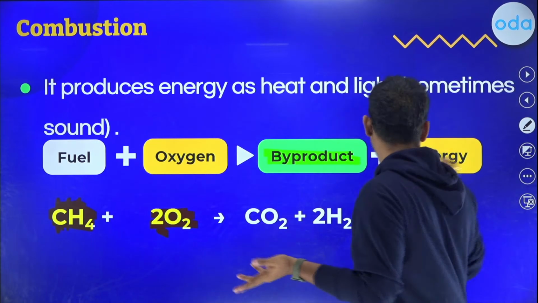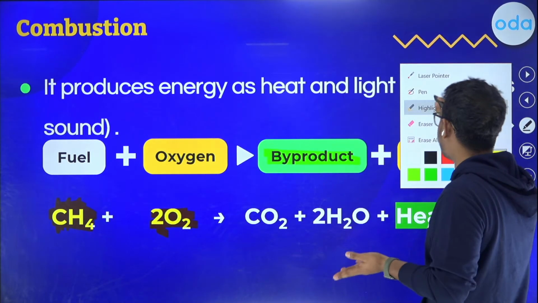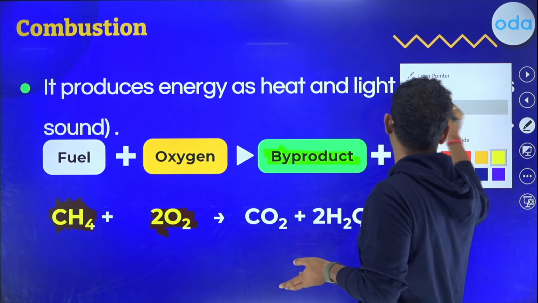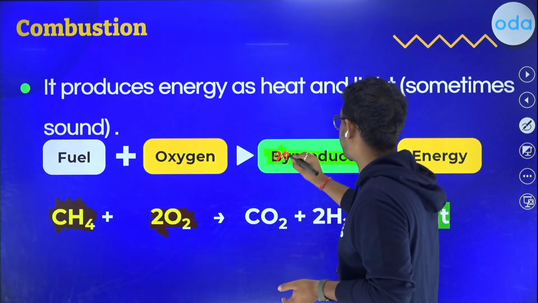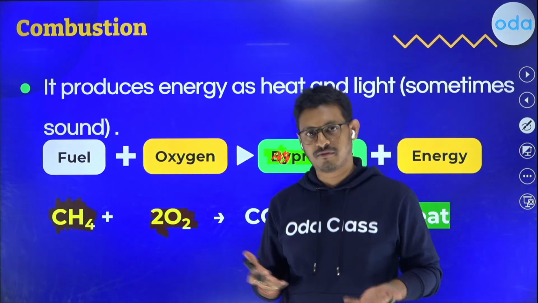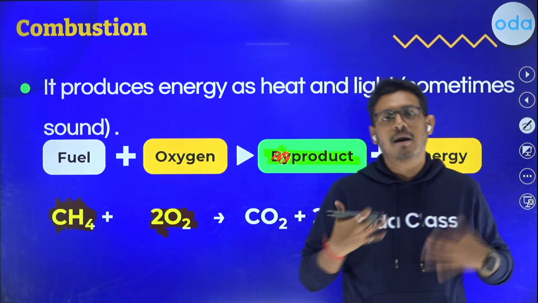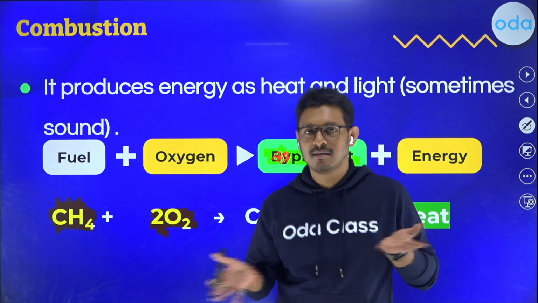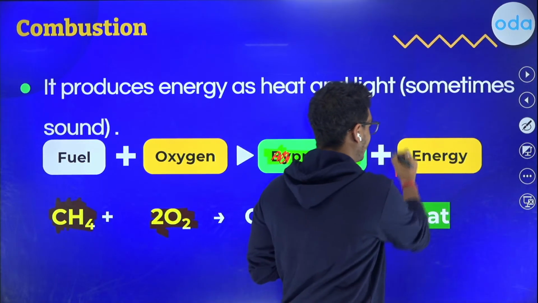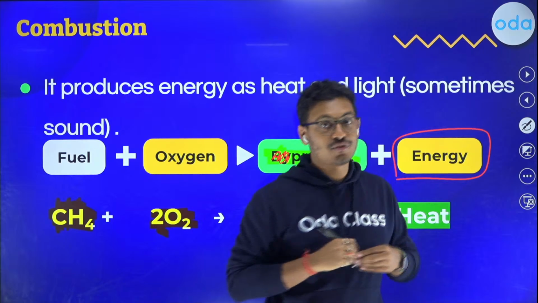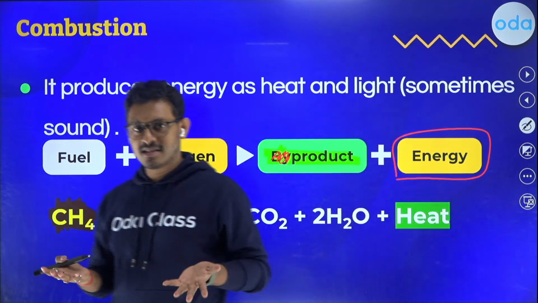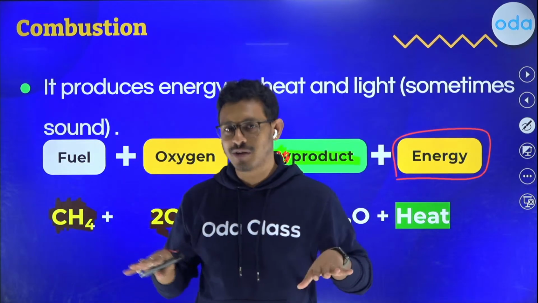Now, instead of byproduct, a better way of generalizing things is to call it directly a product. After a chemical reaction, there will always be something that comes out of it. Usually, it is going to be a product and maybe some energy. So here, if you notice in the reaction, it is given as energy as well. So combustion is a type of reaction where energy is also released. That's basically why we do combustion.